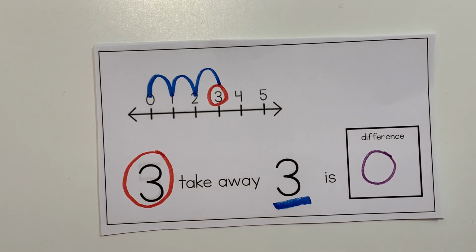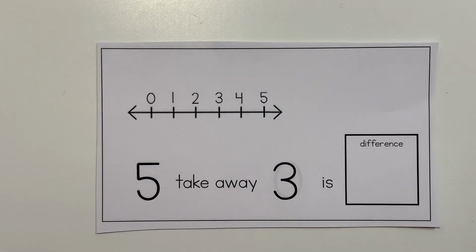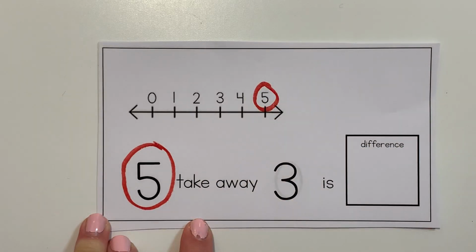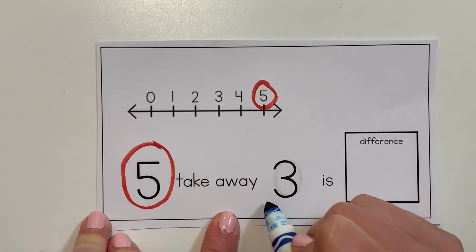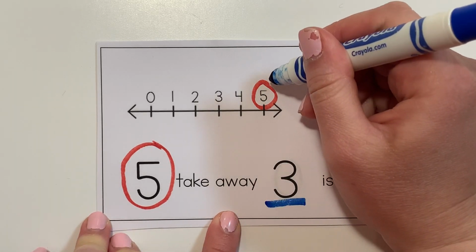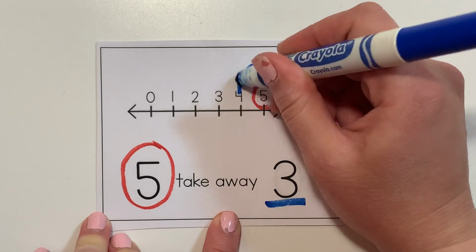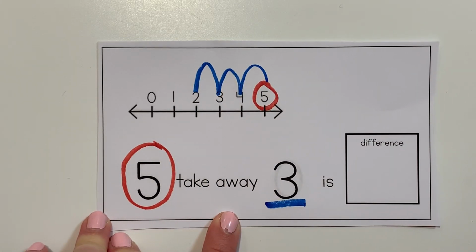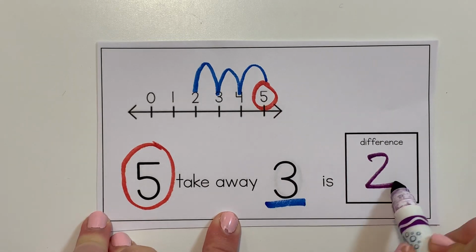Let's do one more together. 5 take away 3. What's the first thing that I have to do? I'm starting with the biggest number. Then what do I have to do? Hop backwards the smallest number. How many times am I going to hop backwards? 3. 1, 2, 3. 5 take away 3 is 2.